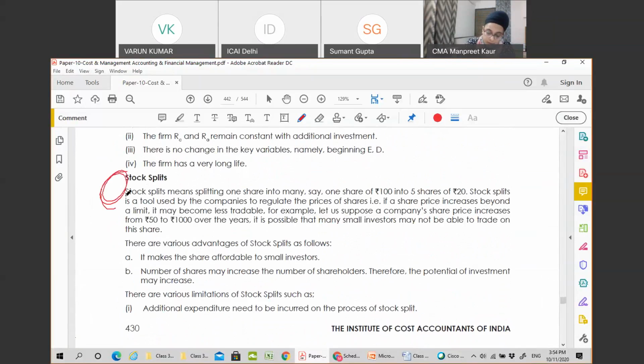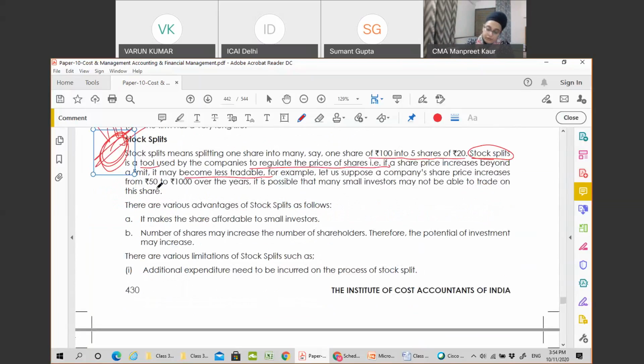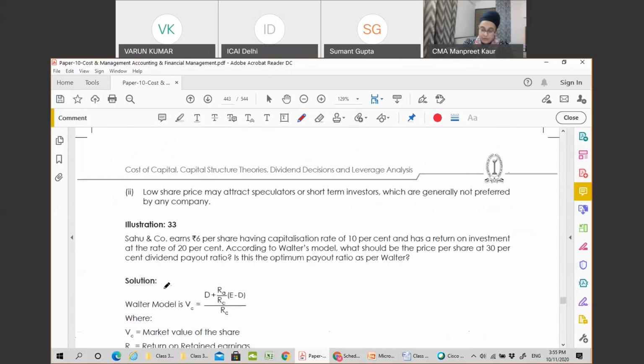What are stock splits? This is very important. In the exam, it can be asked as fill in the blanks or MCQ type. It means we have split our shares. Say ₹100 into 5 shares of ₹20. Stock split is a tool used by companies to regulate the prices of shares. If a share price increases beyond the limit, then it may become less tradable. So we split the shares, that is a stock split. You will do the advantages and limitations on your own.